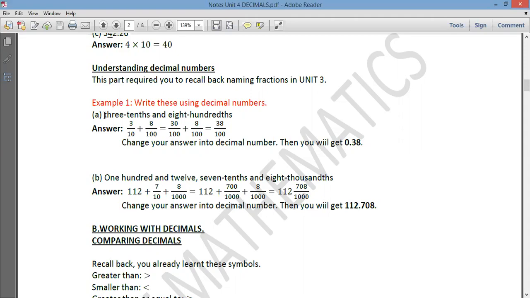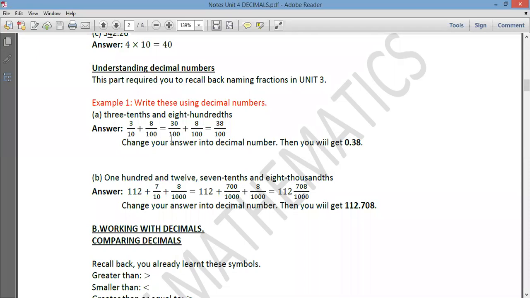3 tenths, okay, this number 3 means the numerator. And tenths, which is the ordinal number, will mean the denominator. Okay. 800. So the first number will be your numerator. Hundreds, which is ordinal number, will be your denominator. So you sum these two fractions up.